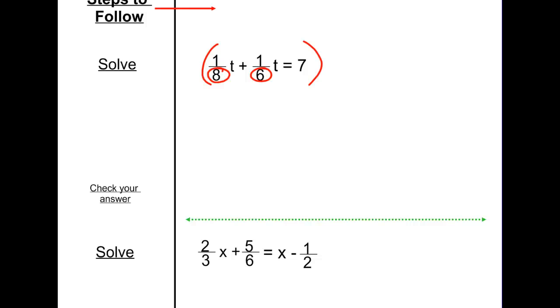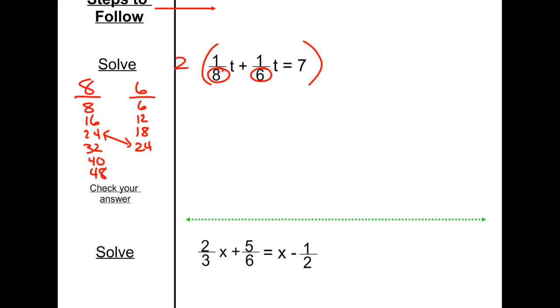So what numbers do 8 and 6 multiply to? If you don't remember how to do this and you can't do it in your head, let's list out the multiples of each of them. So 8, 16, 24, 32, 40, 48. I know 8 times 6 is 48, but is that the least common multiple? 6, 12, 18, 24. Uh-oh, I got that one right there. 24 is my least common multiple.